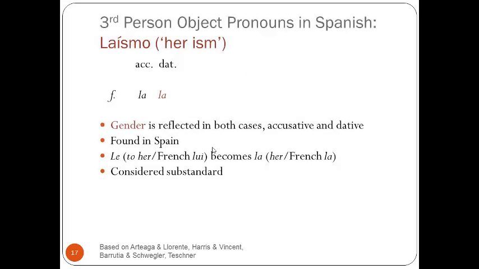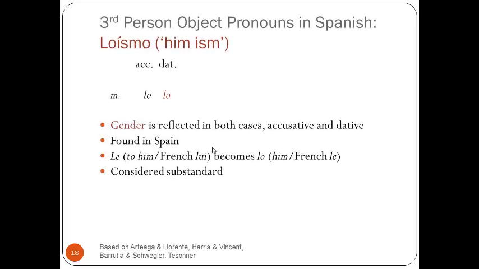All right, what else can you do? Well, we had the accusative la and the dative le in the uso etimológico, and in this particular example, laísmo, we don't have a to her. We just have her, which I'm calling herism. So le becomes la. French lui becomes la. Okay, so gender is reflected in both cases. We have gender here. This is found only in Spain. This is considered substandard.